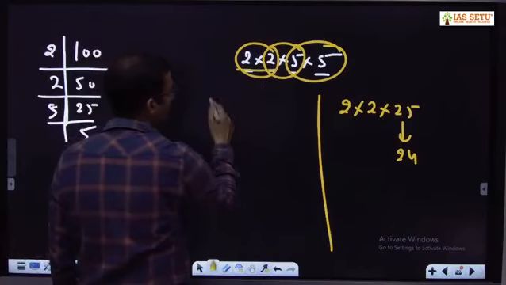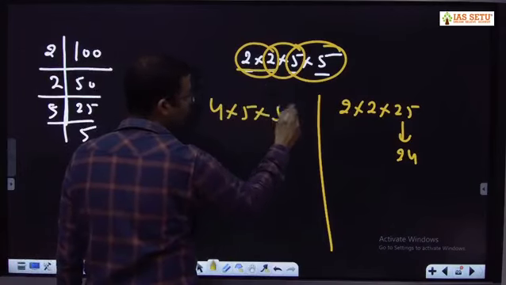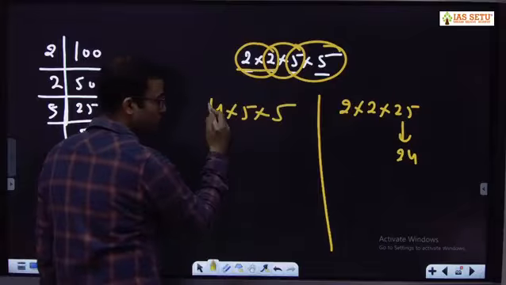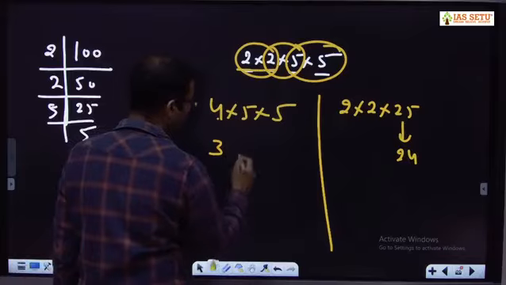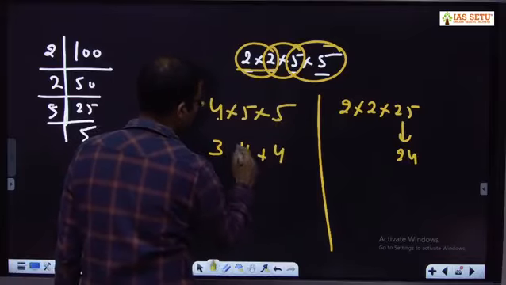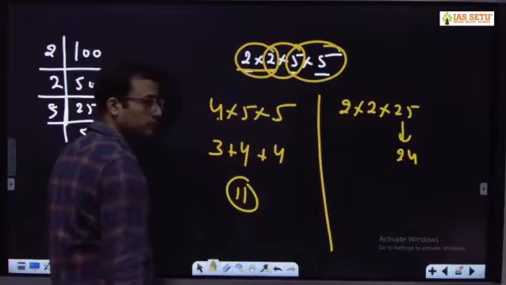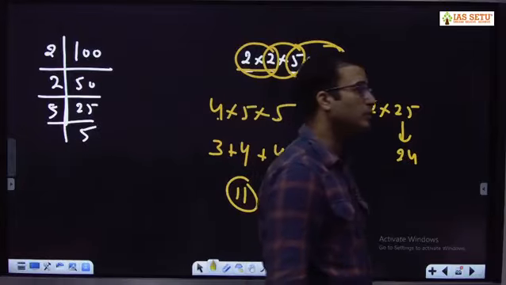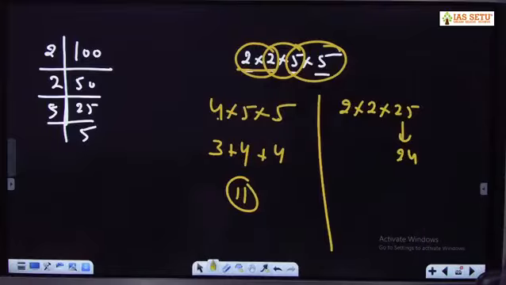So now here it is 4 into 5 into 5. 4 pieces required 3 cuts, 5 pieces required 4 cuts, 4. So your answer is 11. For 100 pieces, the minimum number of cuts required is 11.